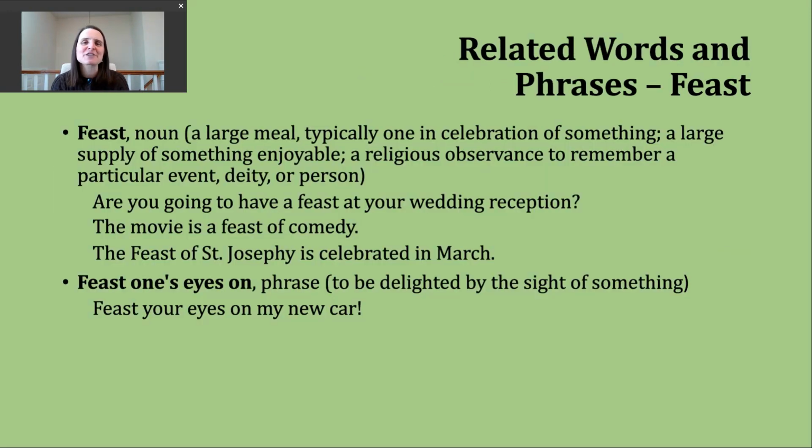Now, let's spend just a couple minutes looking at a related word and phrase with feast. The first word we're going to look at has the exact same spelling and the exact same pronunciation as our verb. It's just the noun form of this word. The noun feast can have a couple different meanings. One is to refer to a large meal. And again, this meal is typically in celebration of something. An example of this might be, are you going to have a feast at your wedding reception?